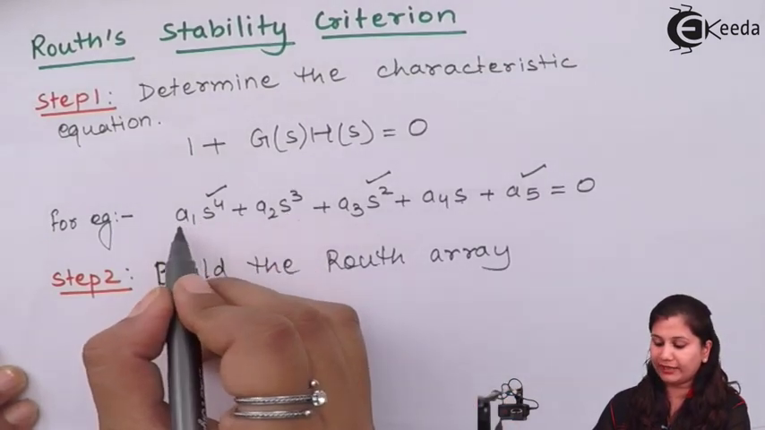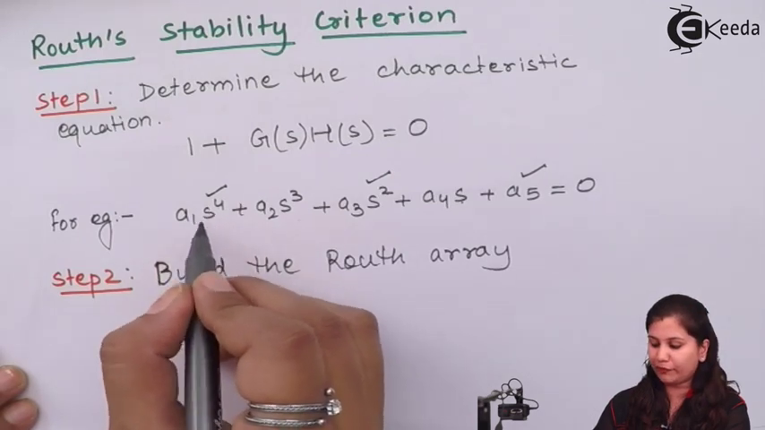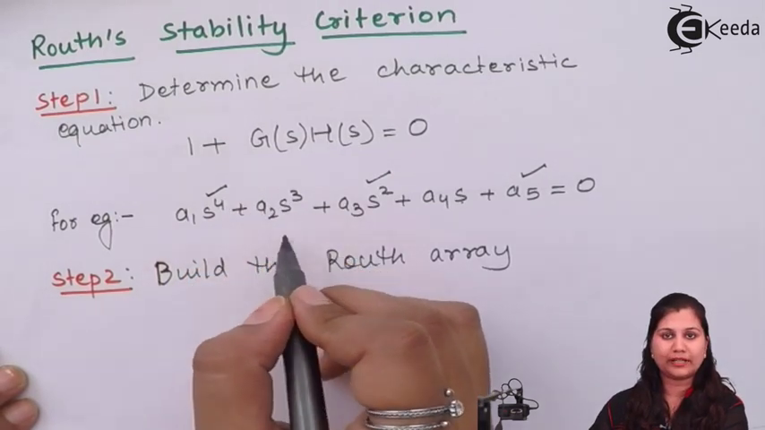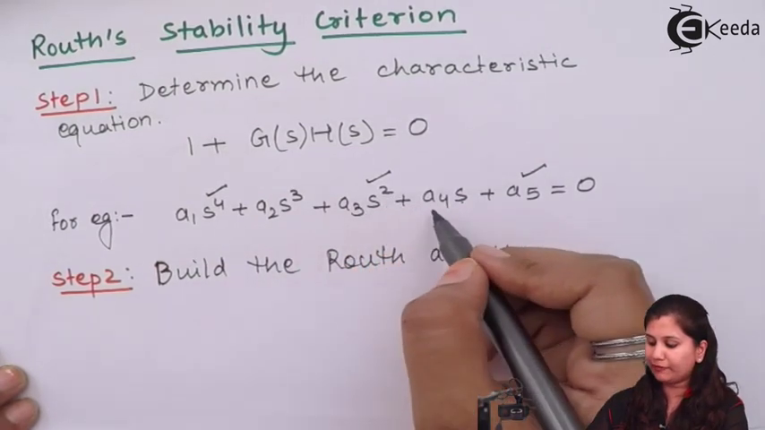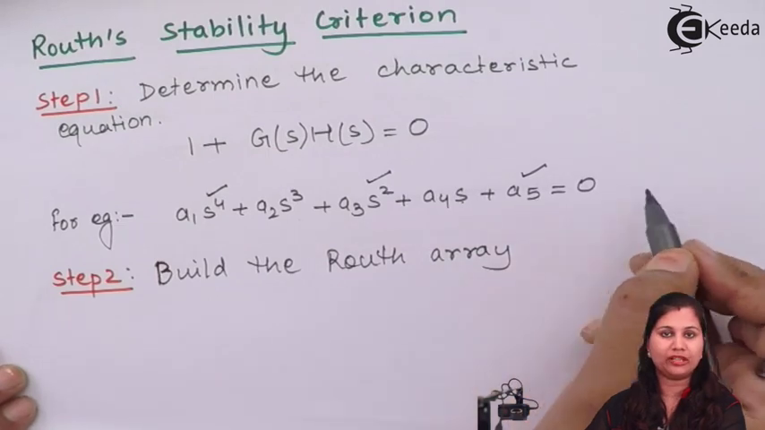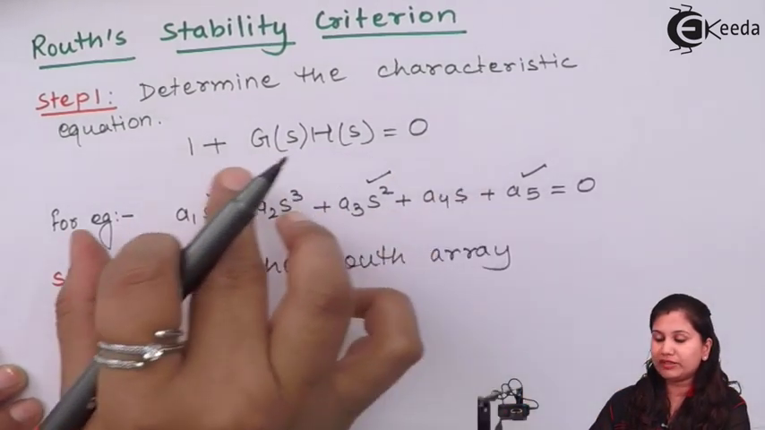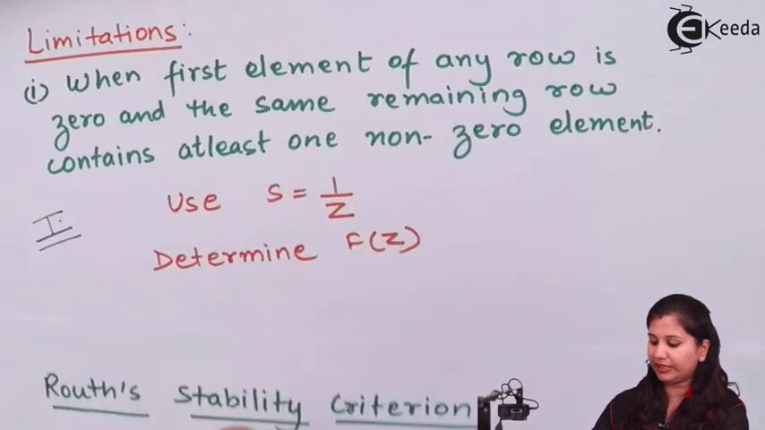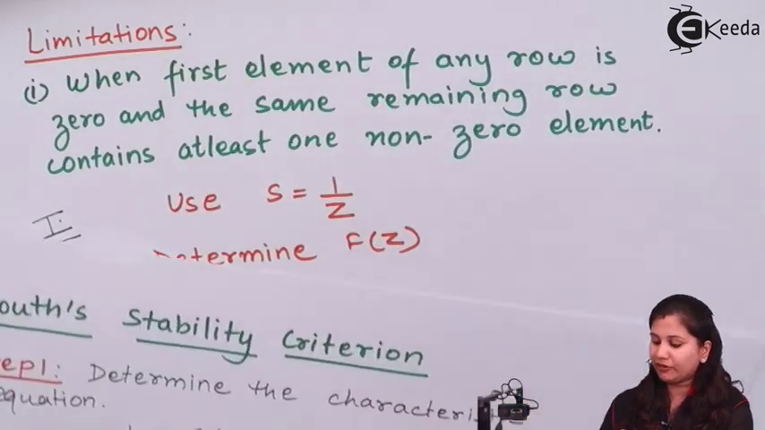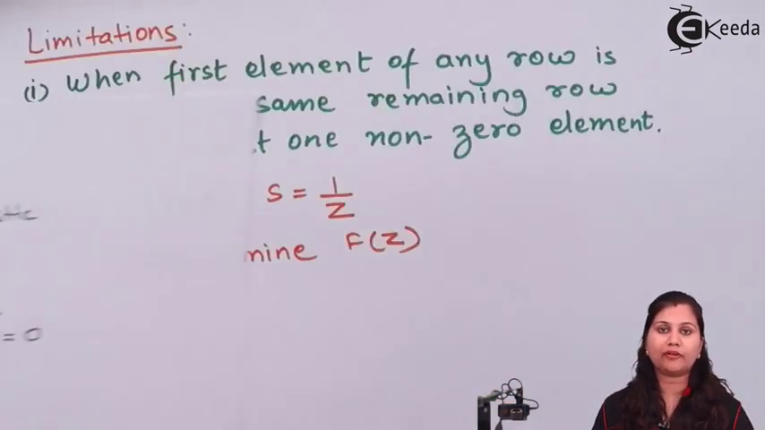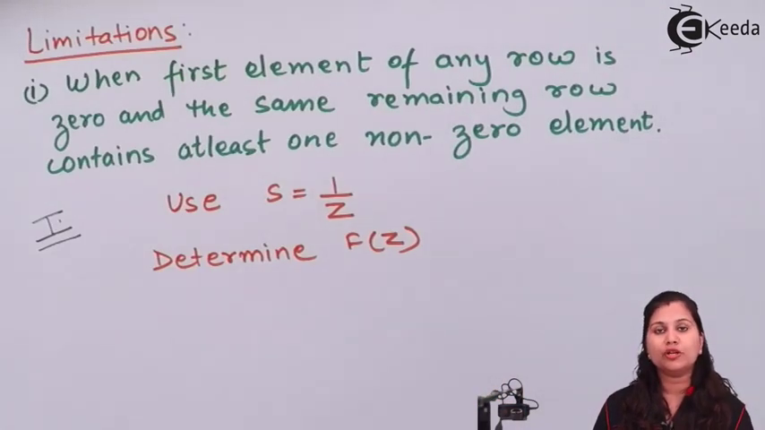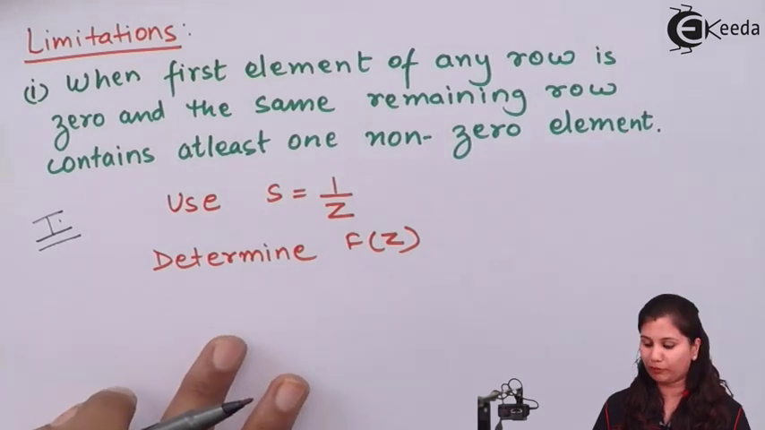So here we will get a1 (1 by z) to the power 4 plus a2 (1 by z) to the power 3 plus a3 (1 by z) to the power 2 plus a4 by z plus a5 equals to 0. Then we will simplify that equation and we will get f of z. And then we will repeat the same steps. We will build the Routh array. Then we will check the number of sign changes in the first column. So same procedure will be repeated for f of z. So this is the first method to resolve this problem.